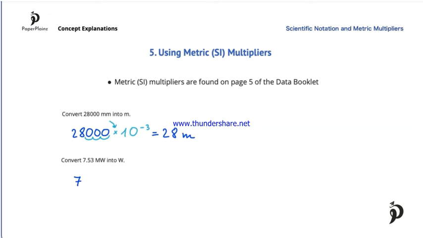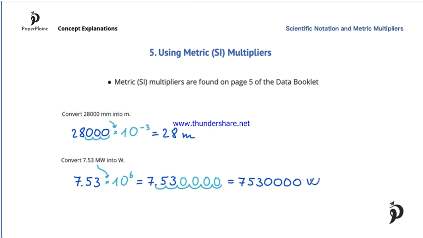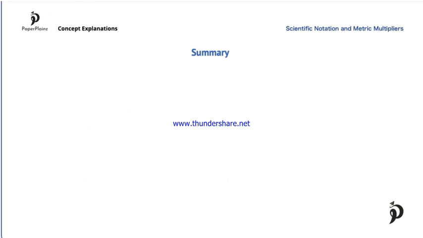Let's write down 7.53, and since mega stands for 10 to the power of 6, here we get times 10 to the power of 6. Let's again write down 7.53 and move the decimal point 6 places to the right. After filling in the empty spaces with zeros, we end up with 7,530,000 watts.